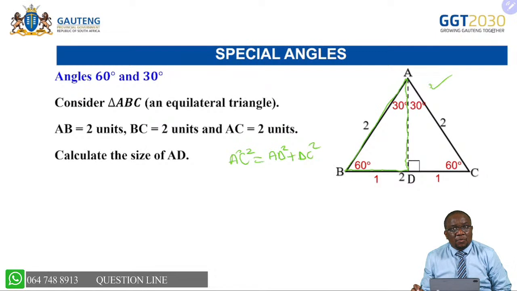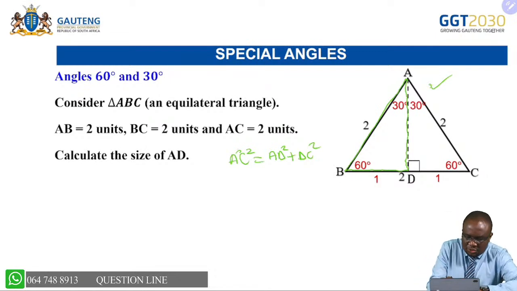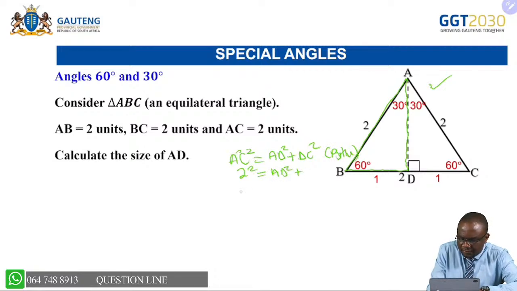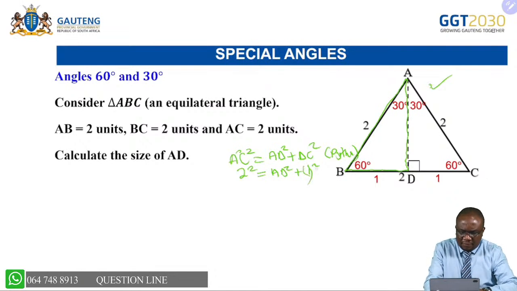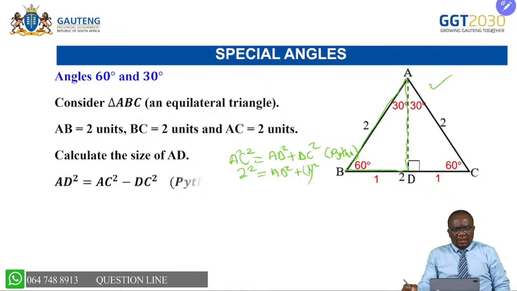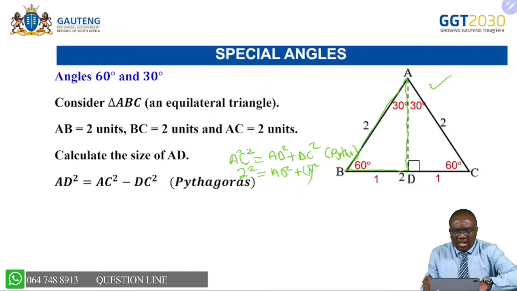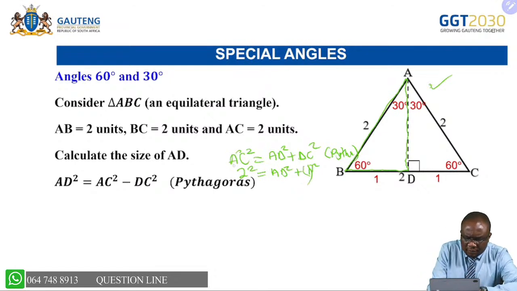But now we know what AC is. AC is 2. It's going to be 2 squared is equals to AD. We don't know AD. Oh, sorry, I forgot the reason. Why am I saying Pythagoras? Right, it's going to be AD squared plus DC, which is 1 squared. You see that? Okay? That's the Pythagoras theorem. So now what I've done here, you see my subject of the formula there is AD squared.